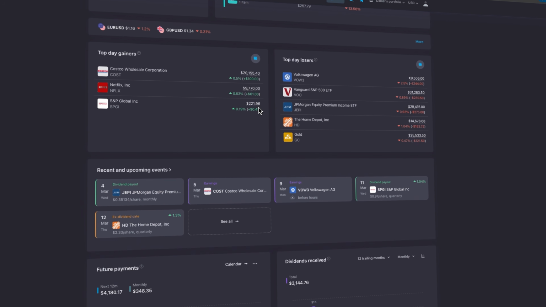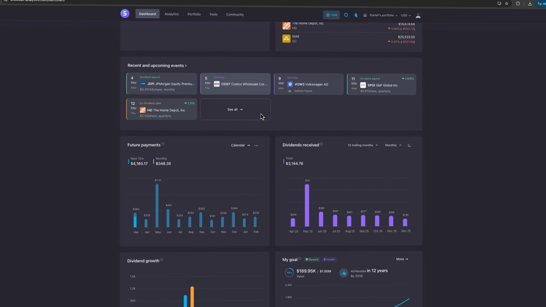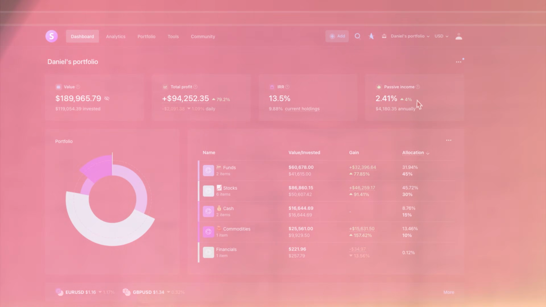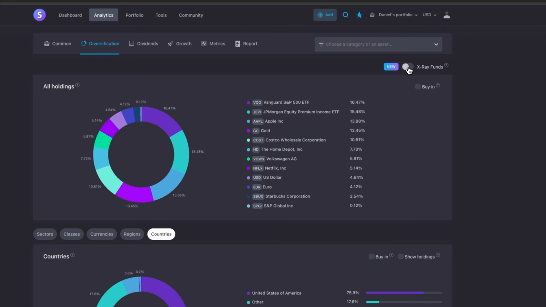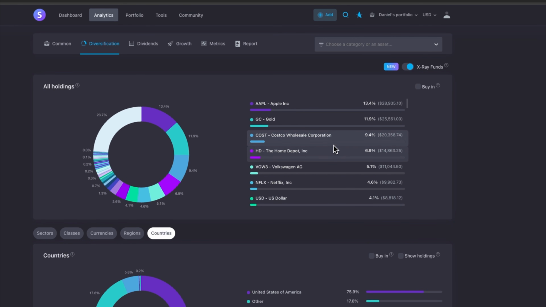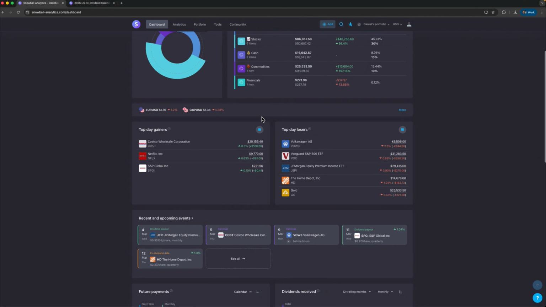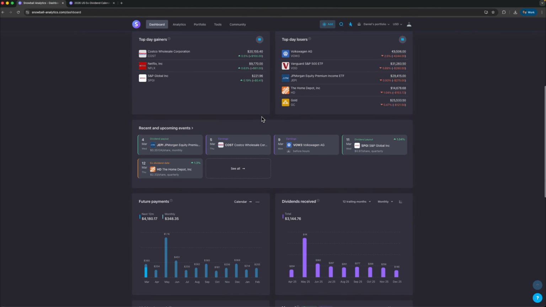Alright friends, let's wrap this up. Snowball Analytics brings your investment data into one structured dashboard, helping you see the full portfolio picture instead of scattered information across multiple apps. The platform focuses on clarity and long-term tracking. Tools like performance analytics, dividend calendars, and funds X-ray make it easier to understand portfolio structure and where income actually comes from. What stands out most is how clearly the data is presented. The dashboards and visual breakdowns make portfolio analysis simpler and easier to explain directly on screen.